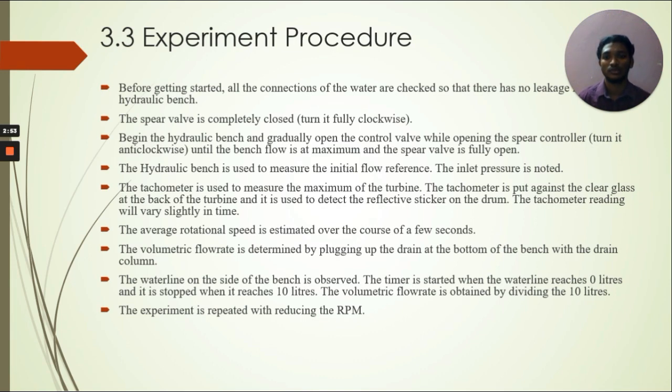Then the volumetric flow rate is determined by plugging up the drain at the bottom of the bench with the drain column, and the water line on the side of the bench is observed. The timer is started when the water line reaches 0 liters and stopped when it reaches 10 liters. The volumetric flow rate is obtained by dividing the 10 liters by the time. The experiment is repeated with reducing RPM, so we can get proper data.